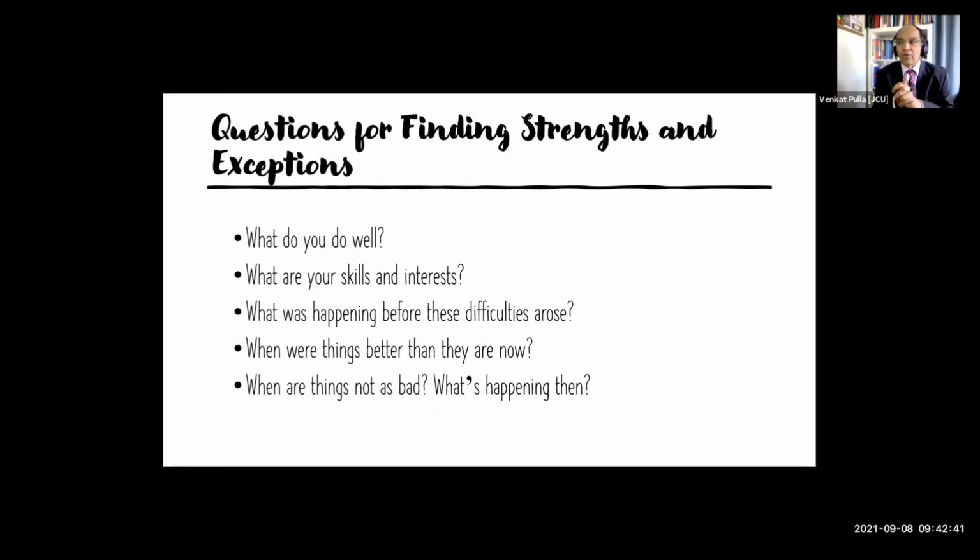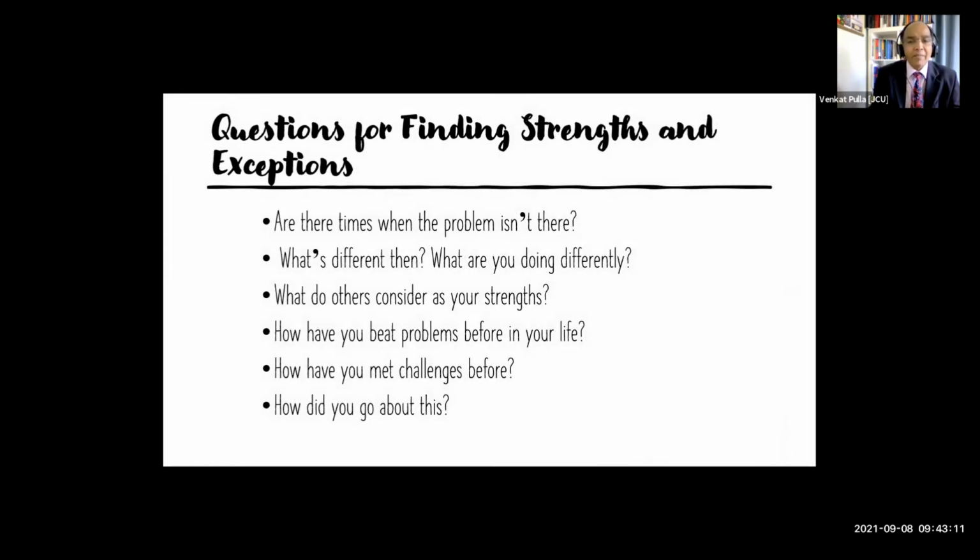Okay. So the next question is, how did we arrive at these questions to find the strengths of the community. What do you do well? What are your skills and interests? What was happening before these difficulties arose? When were things better than they are now? When are things not as bad? What's happening then? Are there times when the problem isn't there? What's different then? What are you doing differently at that point of time?